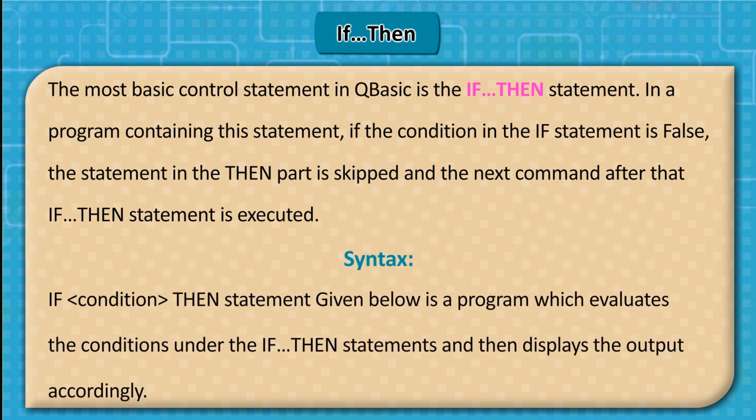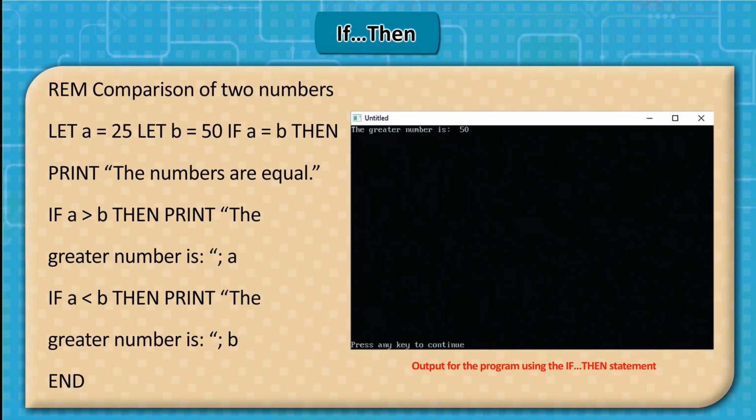Syntax: if condition then statement. Given below is a program which evaluates the conditions under the if-then statements and then displays the output accordingly. Rem comparison of two numbers: let A equals 25, let B equals 50. If A equals B, then print the numbers are equal. If A greater than B, then print the greater number is A. If A less than B, then print the greater number is B. End. Output for the program using the if-then statement.